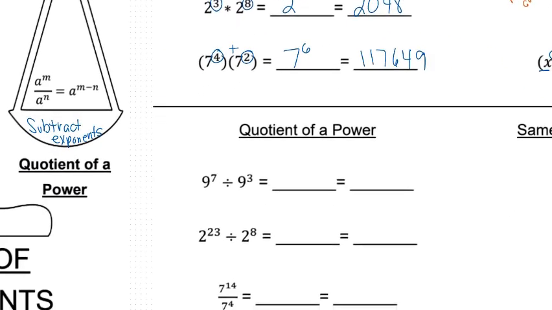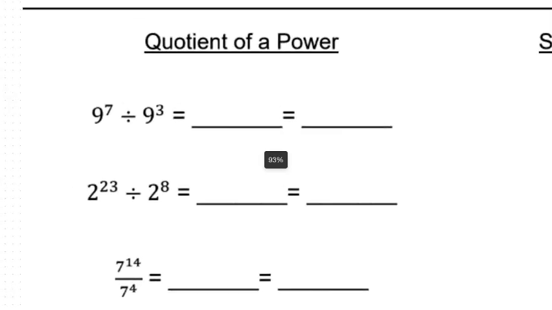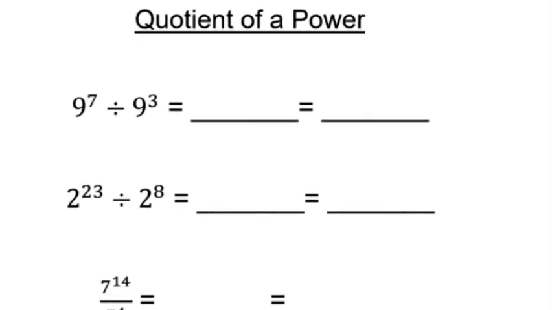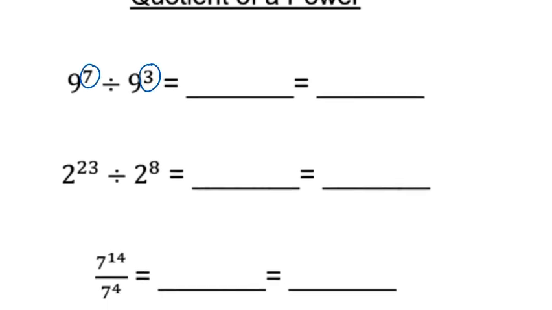Okay, so now let's do the quotient. What did we say about quotient? When we divide, what do we do to our exponents? Subtract them. So go ahead and do the first 3 that have the number bases, and put them in your calculator. We're going to check together here in about a minute.